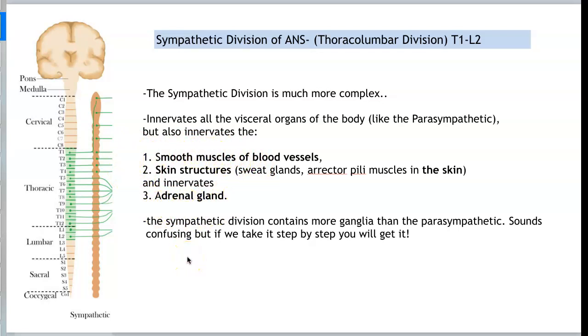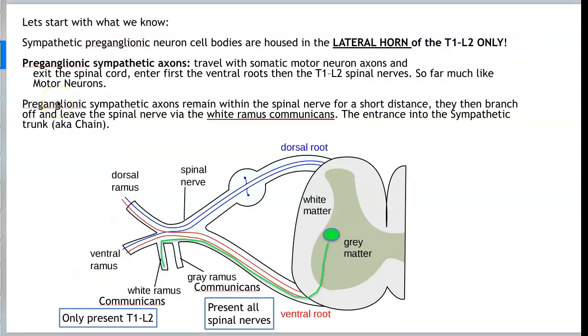And the sympathetic division contains more ganglia than the parasympathetic. I know it sounds confusing, and probably when we're going through it, it will be confusing, but as you keep seeing more of it, hopefully it'll start making sense. So let's start with what you know.